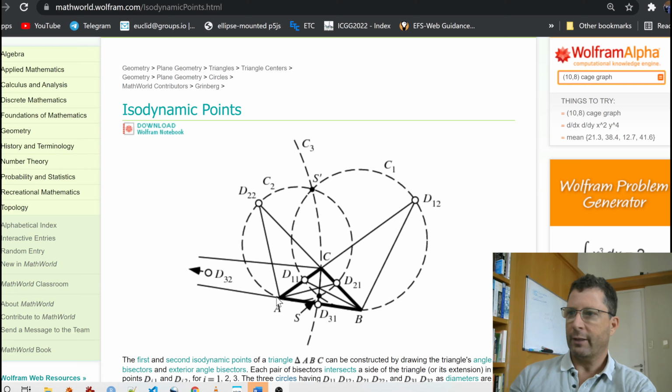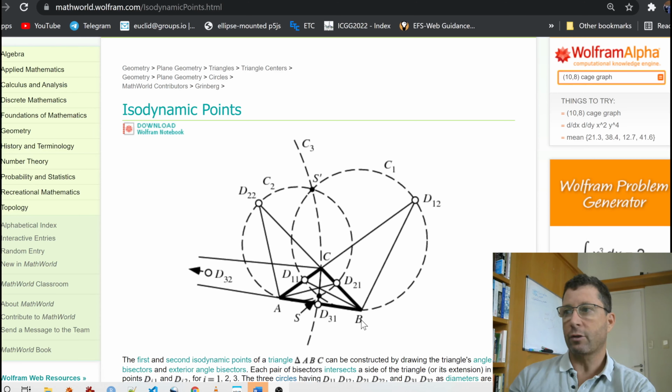To construct the first Apollonian circle, going to vertex A, you need to draw the internal bisector from A, intersecting the opposite side BC at this point, labeled D21 on this drawing. You also need to draw the perpendicular external bisector, intersecting the same opposite side, its extension in this case, at point D22. Once you get D21 and D22, you can simply draw a circle that has them as a diameter and goes through the base vertex A.